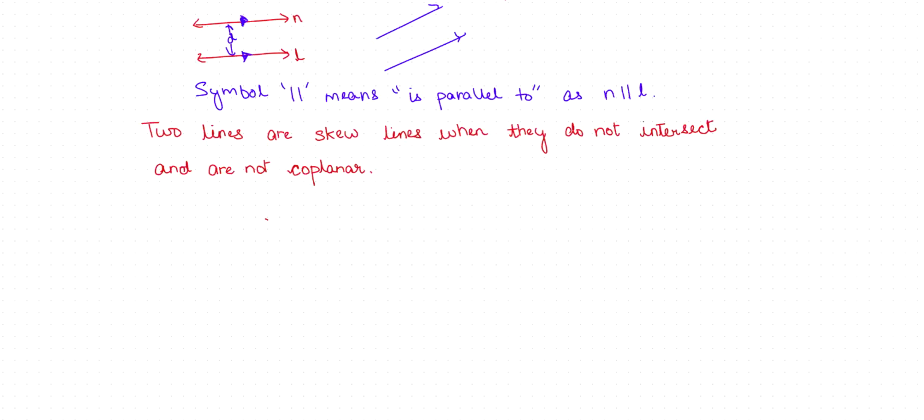So two lines are skew lines when they do not intersect or they are not coplanar. So we've discussed this topic in detail in the last class or chapter 1 practice test.